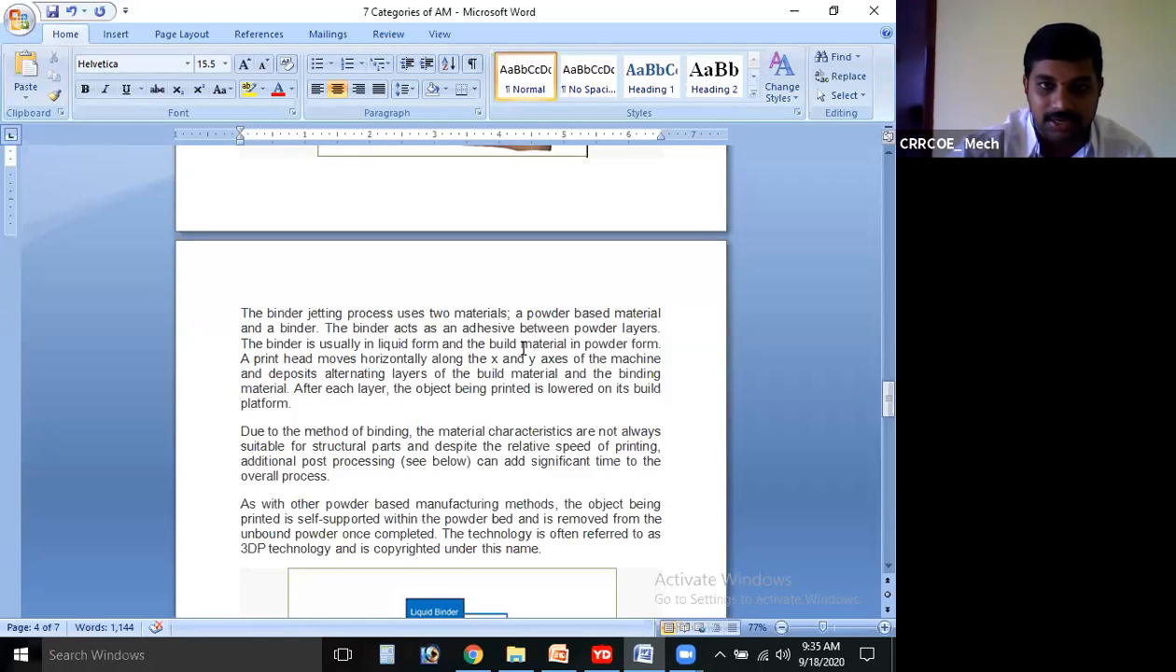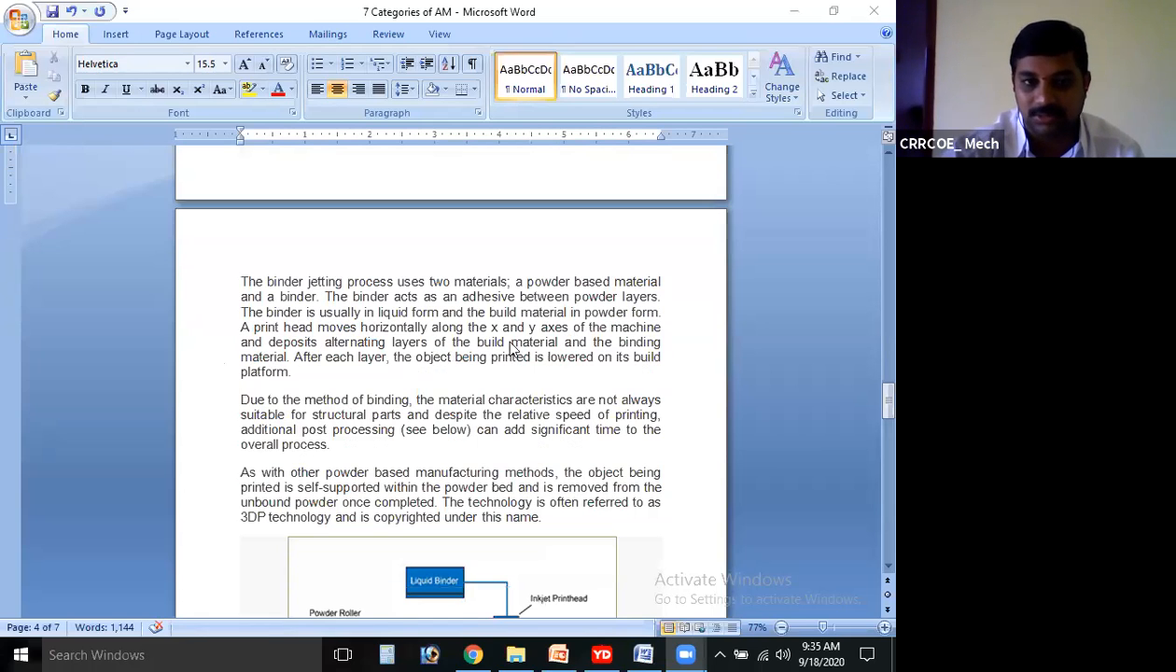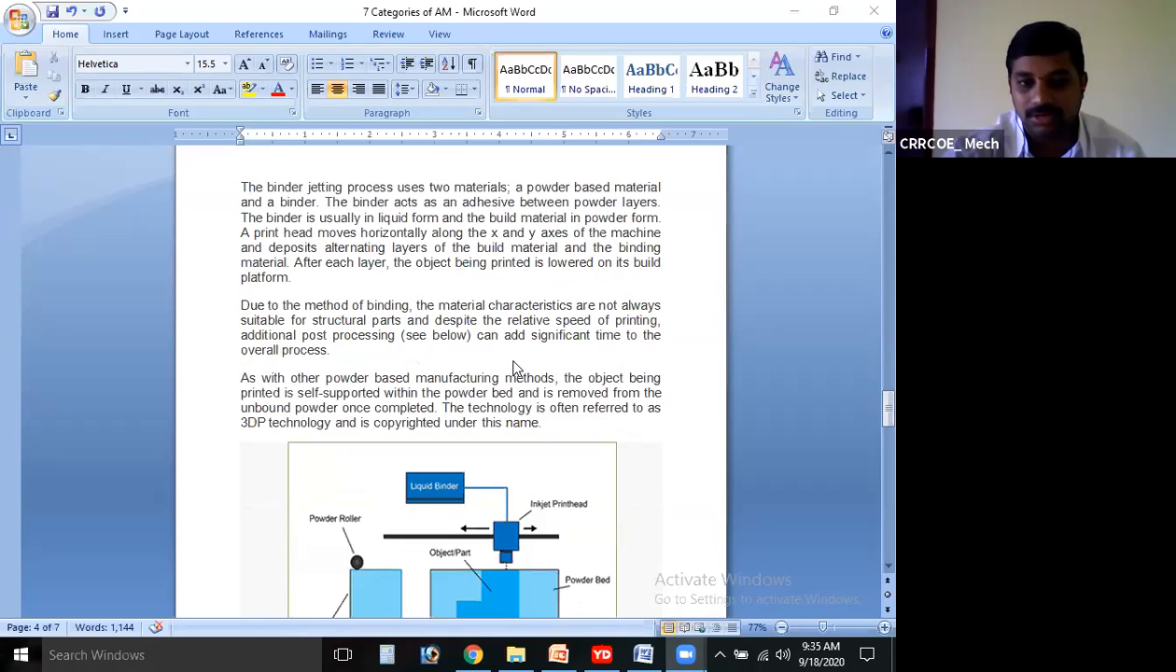The build material is the real part-building component, the material which is used for building the part, and it is in the form of powder. A print head moves horizontally along the X and Y axes of the machine and deposits alternate layers. These are all similar things: how the movements will be controlled.